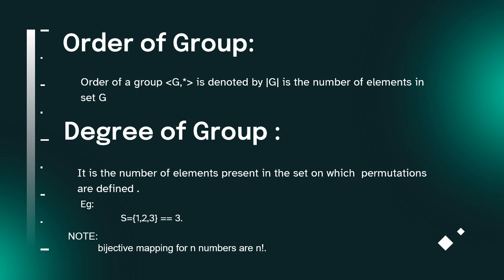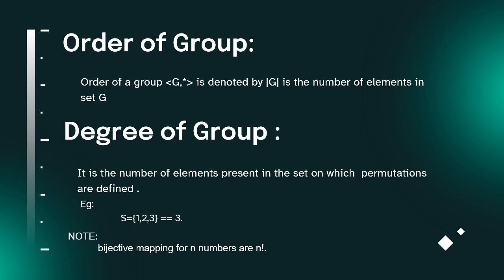Let us move forward. Our topic is order of group and degree of group. First, the order. The order of a group is represented as (G, *), where G is a non-empty set and * is the binary operation on G. It is denoted by the number of elements in the set. The number of elements in the set is said to be the order of a group, and the degree of a group is where permutations are defined.